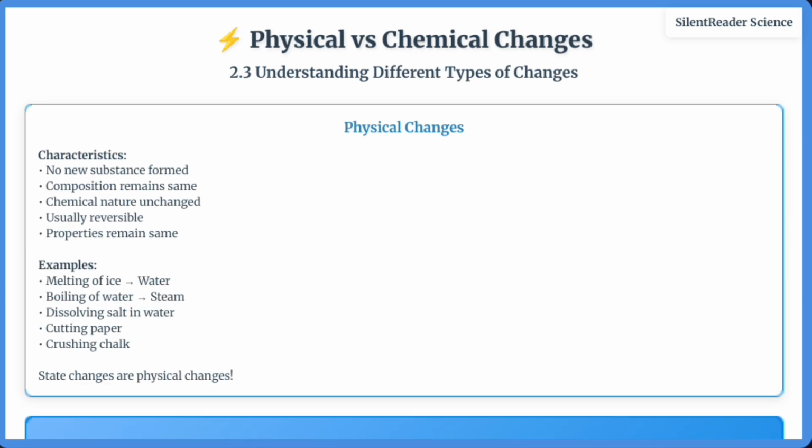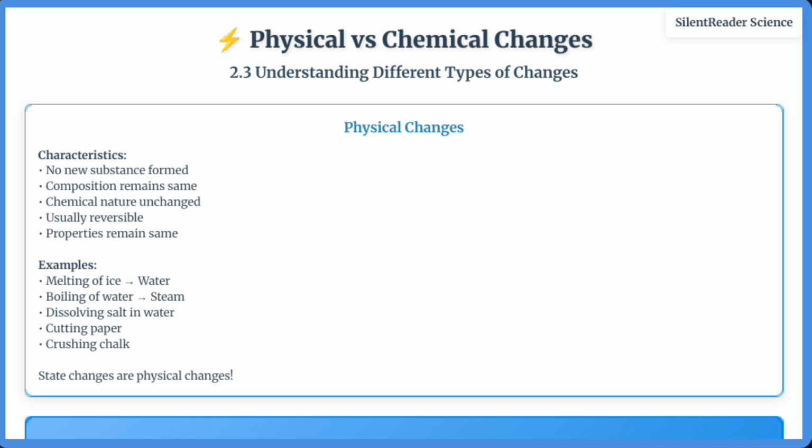Now let's understand the difference between physical and chemical changes. Physical changes involve no new substance formation. The composition remains the same, and the changes are usually reversible. Melting ice, boiling water, dissolving salt, and cutting paper are all physical changes.